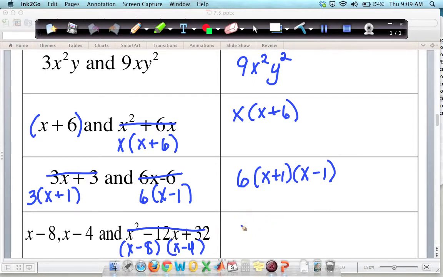So when I go to find the LCD, there's only numbers 1. There's no variable by itself, and then all I have is the factors. And they have them in common, so x minus 8, x minus 4. So that's the LCD.